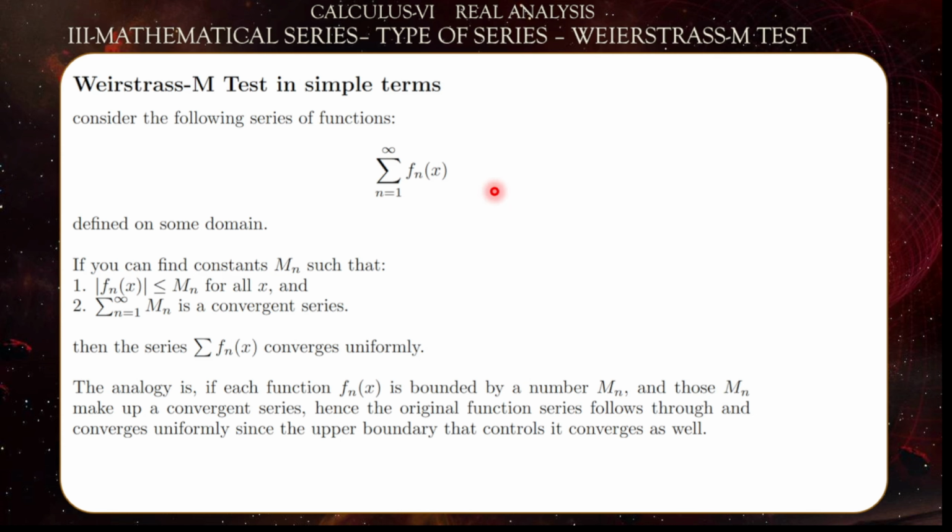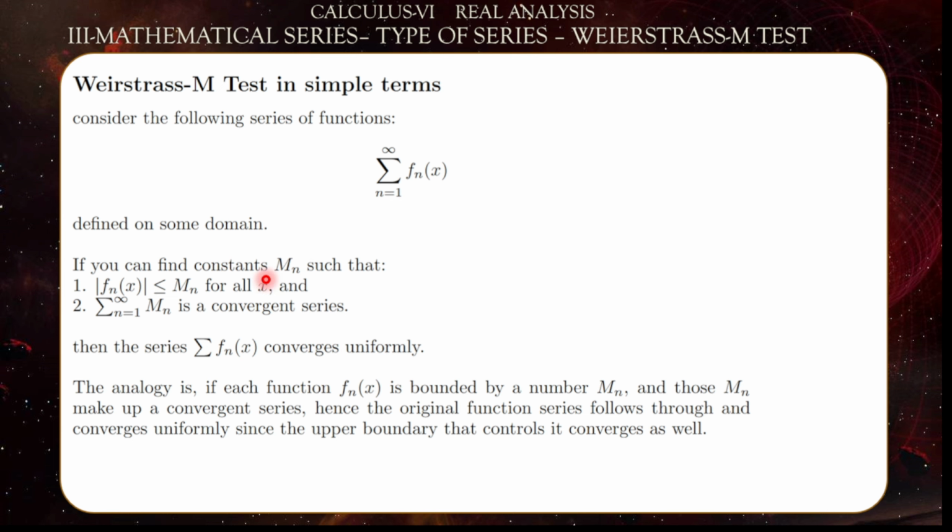Now let's attempt to re-explain the Weierstrass M-Test in simpler terms, so that we can break it down to simpler elements, which is important before we can see it play out in a practice example. It is very important because when you see it in a practice example, it becomes much clearer, more tangible, so to speak. Let's consider the following series of functions, sigma from n equals 1 to infinity of fnx, defined on some domain.